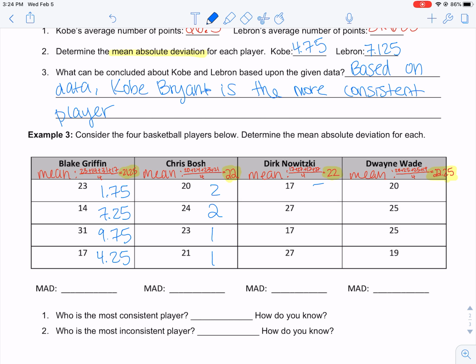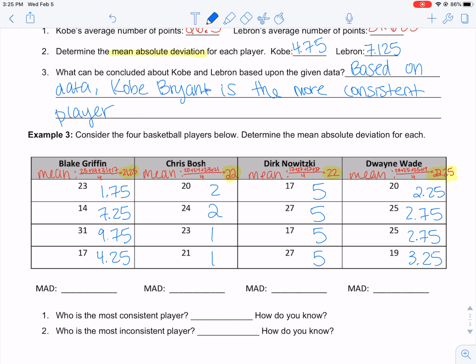22 minus 17 is 5. 27 minus 22 is 5. 22 minus 17 is 5. 27 minus 22 is 5. And then finally, 22.25 minus 20 is 2.25. 25 minus 22.25 is 2.75. 25 minus 22.25 again is 2.75. And 22.25 minus 19 is 3.25.